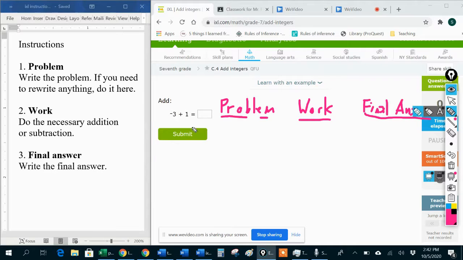Over here, the problem is -3 plus 1. So on your paper, you would write -3 plus 1. I know this looks a little weird that I didn't fill in the line, but for some reason, oh, there it goes. It wasn't working before. Anyway, you write the problem down there. If you need to rewrite anything, you do it here. What do I mean by rewriting?